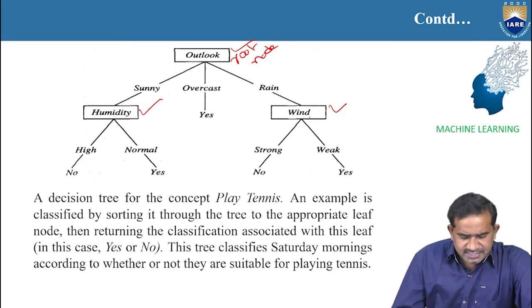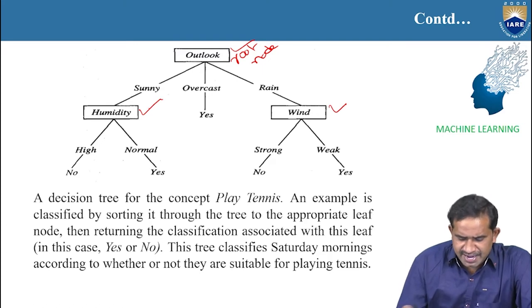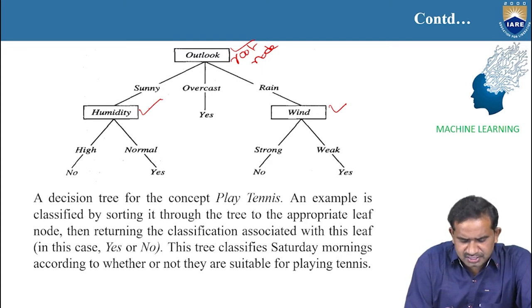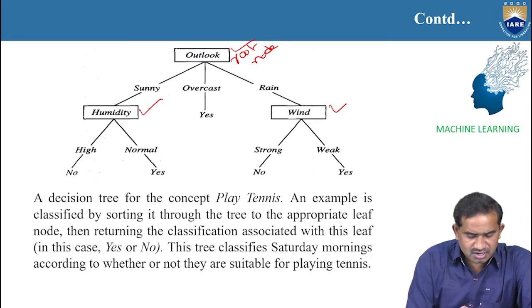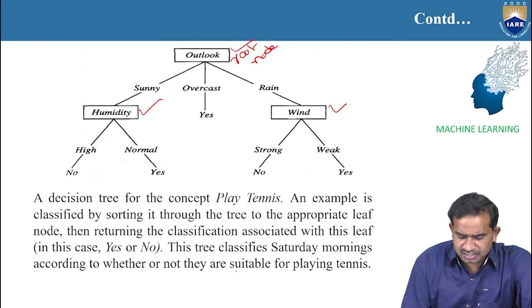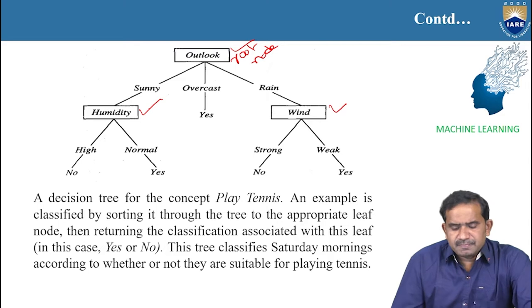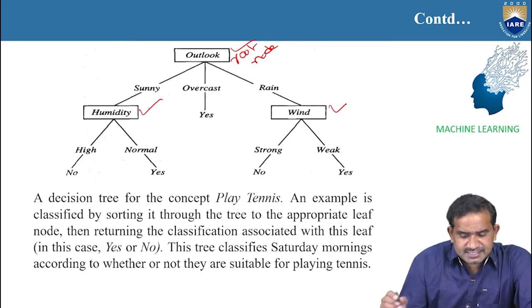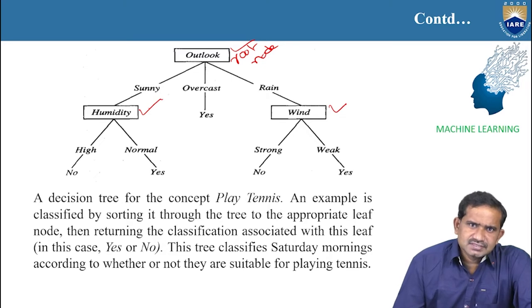A decision tree for the concept of playing tennis. An example is classified by sorting it through the tree to the appropriate leaf node, then returning the classification associated with this leaf node, in this case yes or no. This tree classifies Saturday mornings according to whether the weather is suitable for playing tennis. In this example, we try to play tennis based on the weather conditions, outlook conditions.